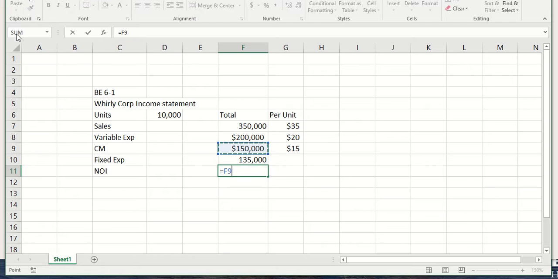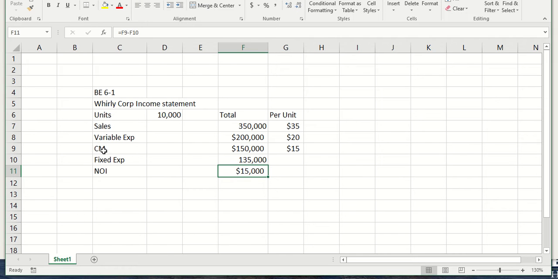You could label these cells if you wanted to, but I think it's probably just best to do the F, whatever cell it's in, minus the lower cell, and that will give you your net operating income. And you can format that if you want.